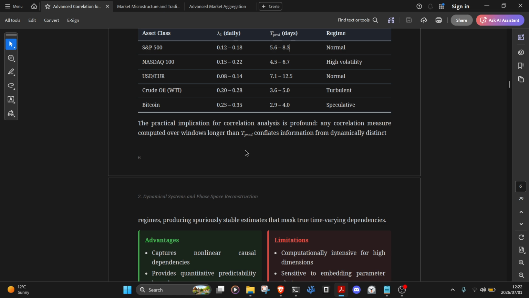I'm going to read that again. The practical implication for correlation analysis is profound. Any correlation measure computed over windows longer than the predictability horizon conflates the information from dynamically distinct regimes, producing spuriously stable estimates that mask true time varying dependencies.